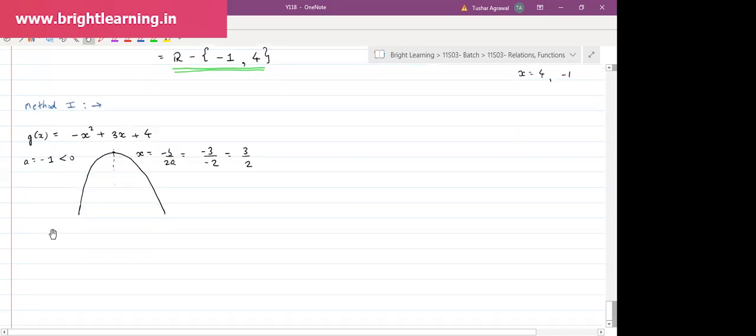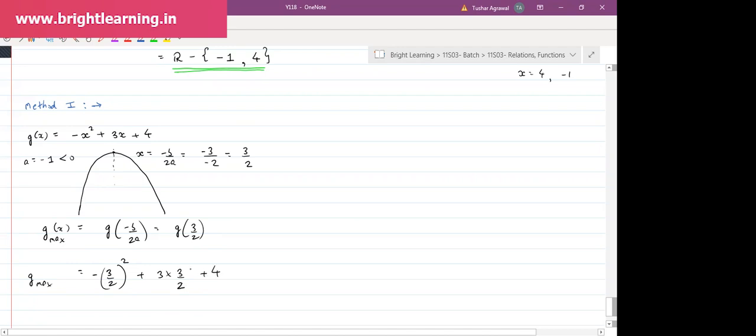So can you say that g of x maximum, the maximum value occurs at g of minus b upon 2a, which is nothing but g of 3 by 2. So you just have to substitute. G max is equal to what? Minus of 3 by 2 complete square, minus of x square plus 3 times x. What is 3 times x? 3 into 3 by 2, plus 4.